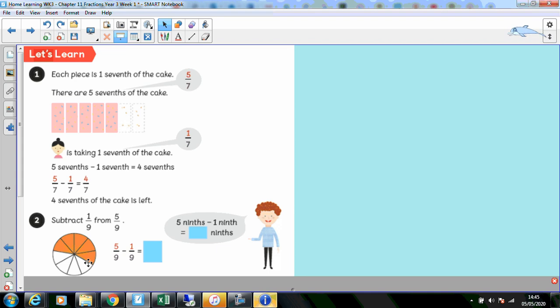Elliot's looking at something different. Okay, we're looking at ninths now, and we know they're ninths because there are a total of 9 equal pieces. It says subtract 1/9, or 1 part, from 5/9, or these 5 shaded parts. We know that if we have 5 shaded parts and we take one of them away, we're going to be left with 4/9. Well done. If you want to play that back through, you can.